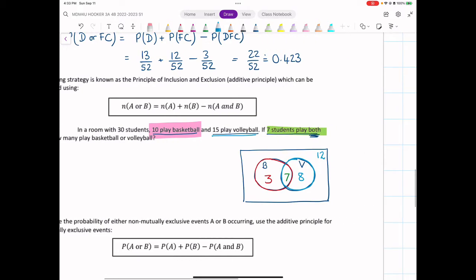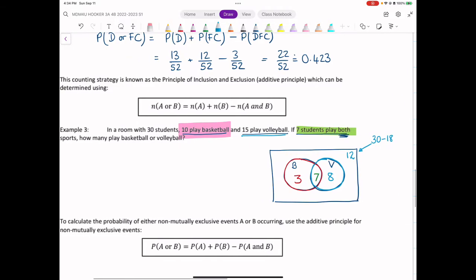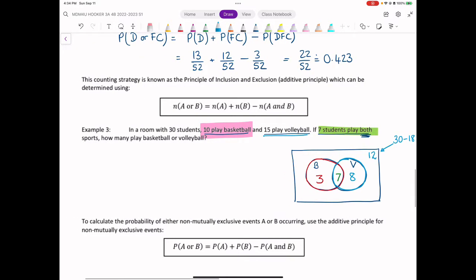Let me explain again. There's 12 we got from our 30 students minus the 18 that we know play either basketball or volleyball or both. Okay, so let's formalize this mathematically now. The number of basketball or volleyball players is the number of basketball players plus the number of volleyball players minus the number of basketball and volleyball players.